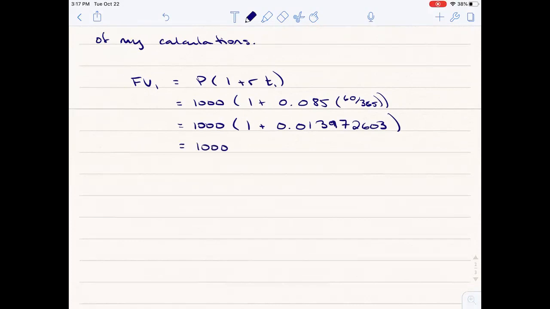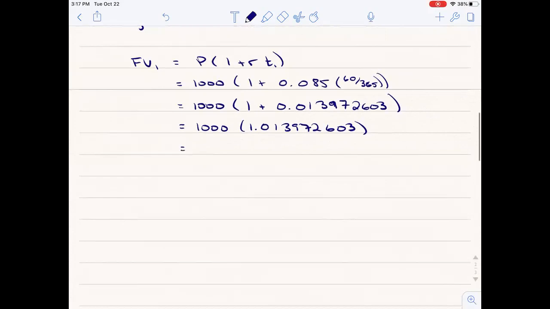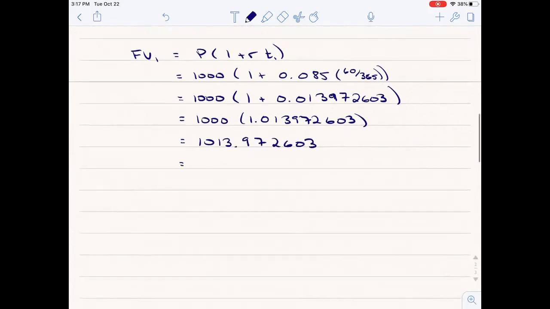Now I've got 1,000 times 1.013972603. So just add 1 on your calculator and then multiply it by 1,000. We get 1,013.972603. The future value 1 as a dollar amount is 1,013.97.